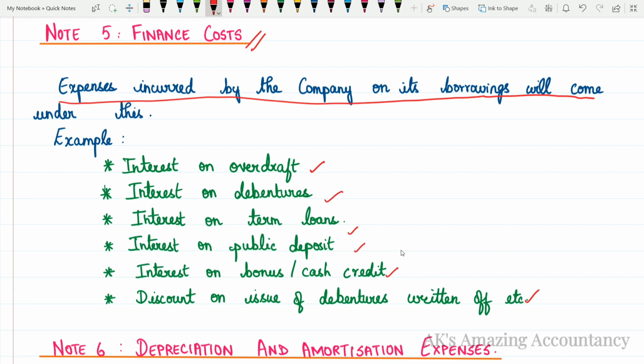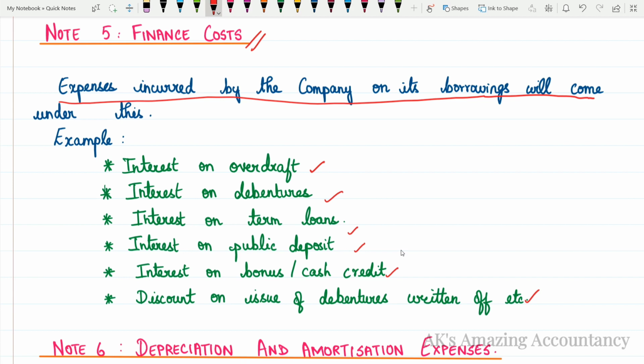Actually, under each and every note, I have given you all possible usual items. It's not that all these items you will get in the problem. Whatever is available, you will have to enter in the note concerned. So this is note 5, finance costs.